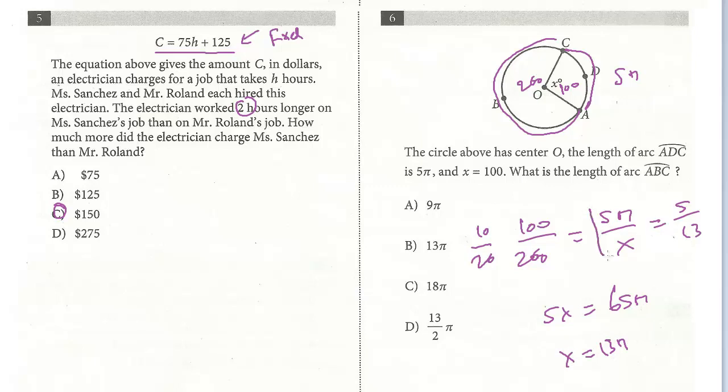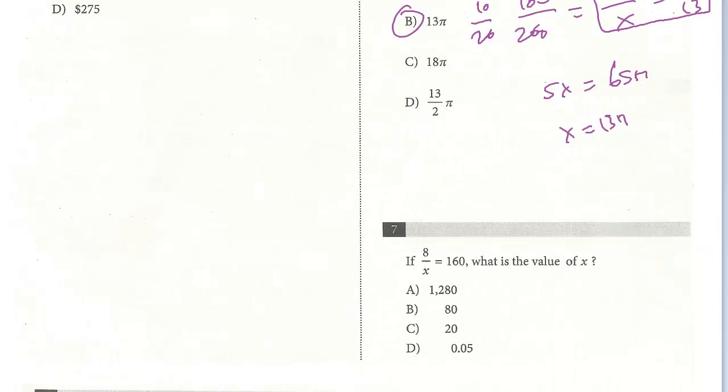But there's even a shortcut if you recognize it. So remember, this is a ratio. We have a 5 pi equals 5, so this has to be 13 as well, 13 pi, right? It's the same ratio. Or you could just cross multiply it. But the answer here is B. So one more question on this page, number 7.